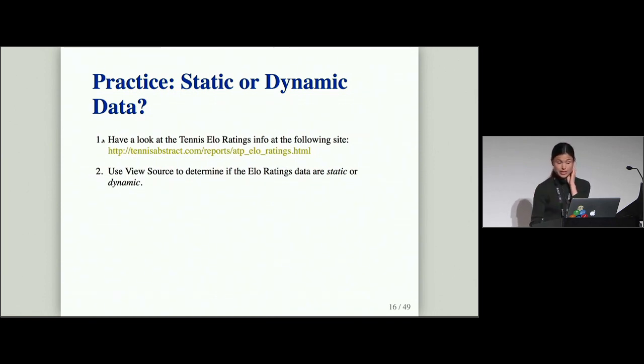So let's get a little practice with this. Here's a site from Tennis Abstract, which has different stats on tennis. If we go to this site, what I'd like you to do is to use view source, whichever browser you're using, to look at the HTML source and determine whether you think this data is static or dynamic. And once you have an idea, share it with the group.